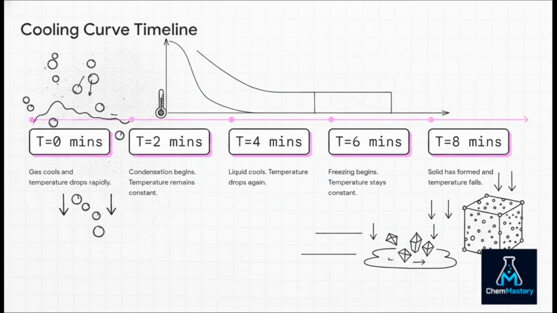At T0, the gas cools, and the temperature drops sharply, exactly like you'd expect. But at T equals -2 minutes, it flatlines. This is the condensation plateau. It drops again as a liquid at T equals -4, but at T equals -6, freezing begins, and boom, another flatline. It holds steady again before finally dropping as a solid at T equals 8. Our whole job today is to interpret exactly what causes those bizarre stalls.